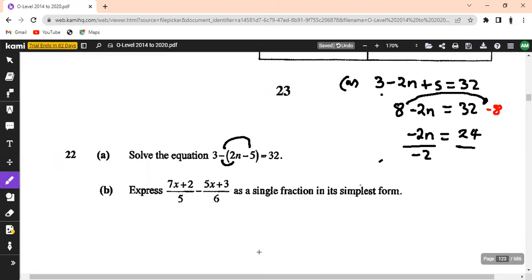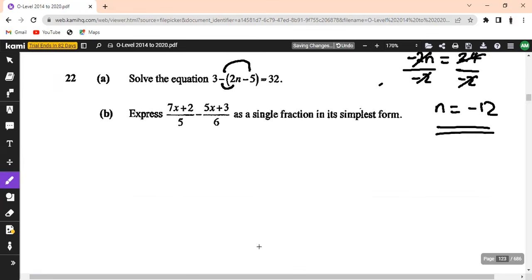Divide by negative 2, divide by negative 2 like this. So our n is going to be negative 12. So that's what you're going to obtain in this case. Yeah, our n is minus 12. That's it. Done on this one.